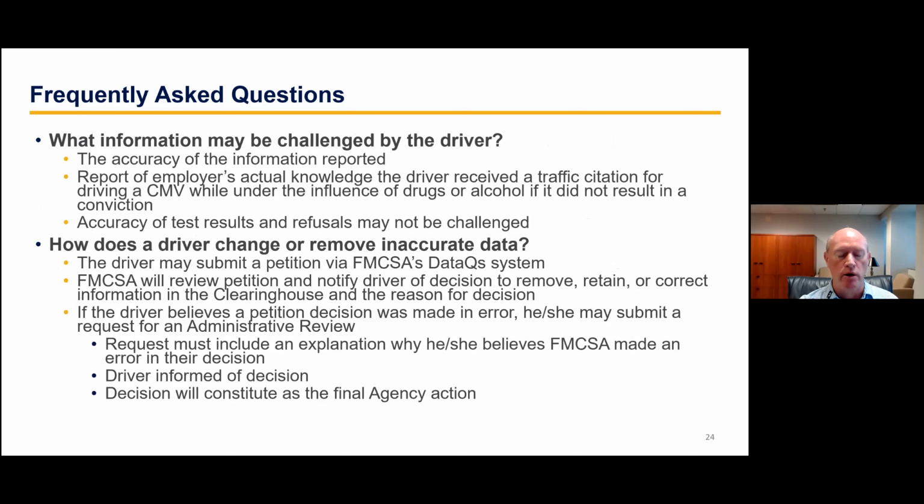So I said earlier that sometimes a mistake is made. Not very often, hopefully never, but sometimes a mistake is made. So a driver could check their record and see that there's an inaccuracy or think it's inaccurate. So they can challenge it. And there's the type of information that they can challenge, the accuracy of the information reported. If you put actual knowledge that they received a traffic citation driving a CMV on there, they can challenge that, or the accuracy of the test.